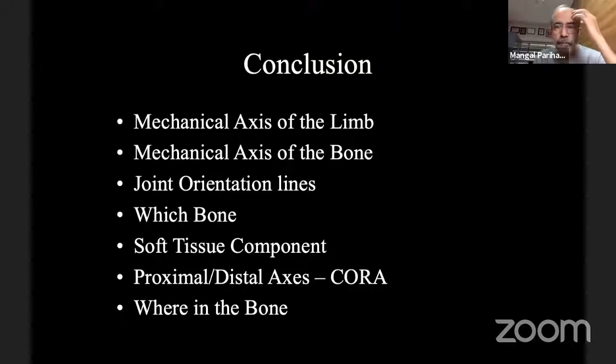So in conclusion, we need to look at all of these things, even if it's a so-called simple HTO that we are doing, where we talk about the mechanical axis of the bone, the mechanical axis of the limb, the joint orientation, especially of the knee, but also of the hip and the ankle, which bone we are going to tackle, what are we going to do about the soft tissue component. Use the principle of proximal and distal axes to find out the CORA and confirm that the CORA is in the region where we are going to do the osteotomy, so that you can decide where in the bone you are going to do the osteotomy. Thank you.